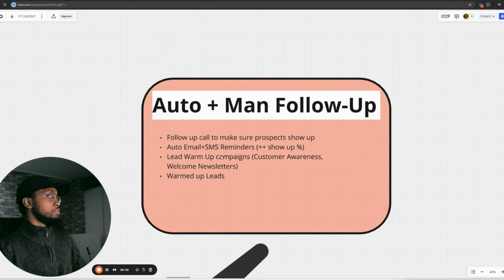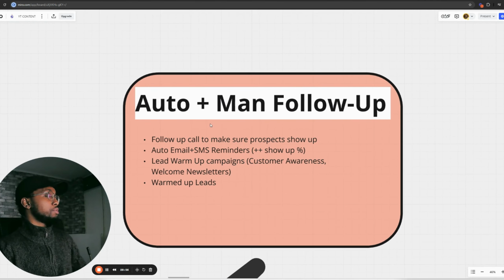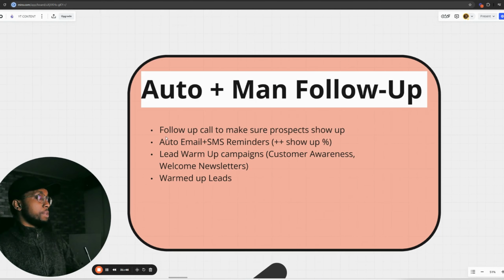The fourth step is going to be the follow-up. It could be either automated or manual. Of course, the most efficient way would be the automated way. So first of all, the appointment setter needs to make sure to have a follow-up call to make sure that the prospects show up for their appointment, in which you are going to actually talk with them and handle the rest of the process.